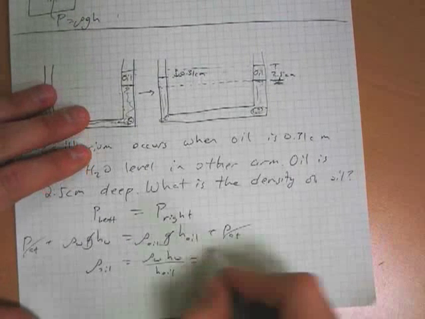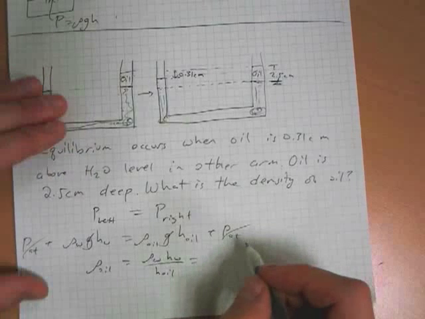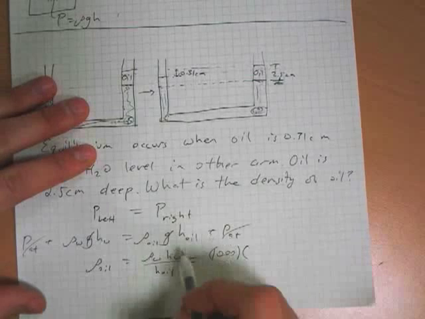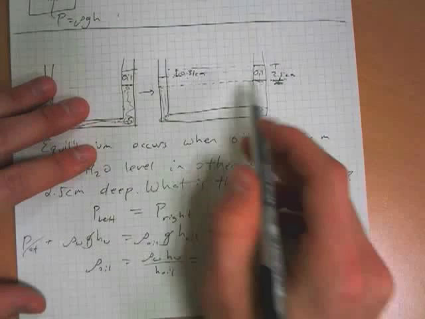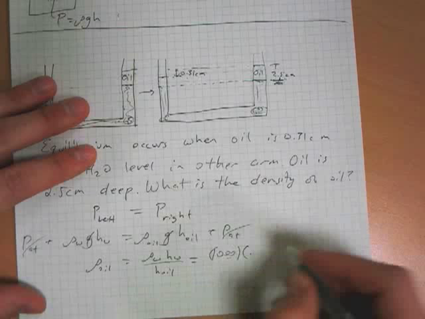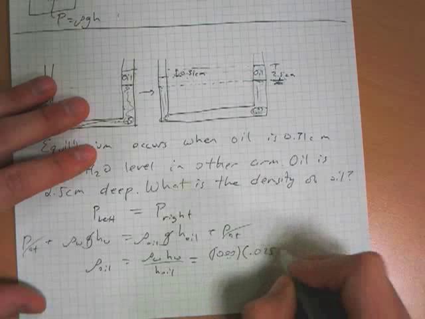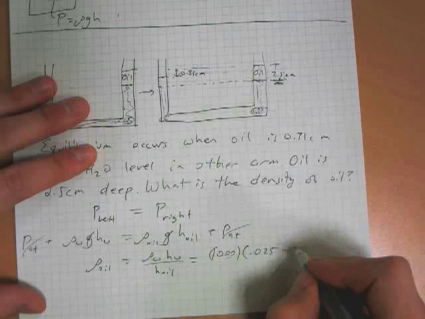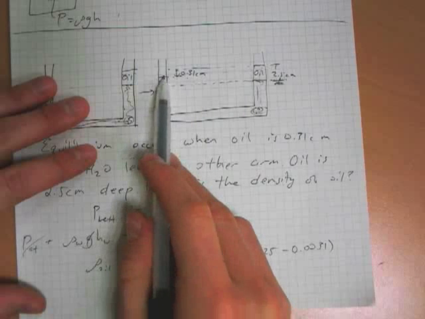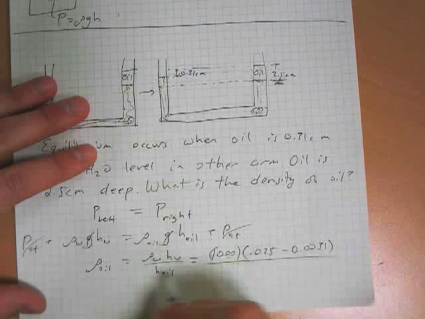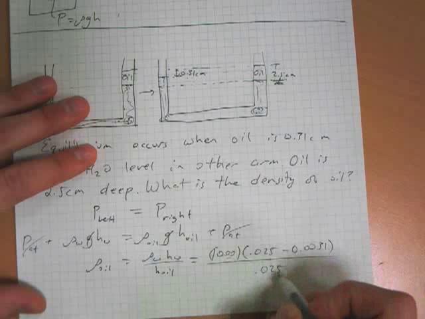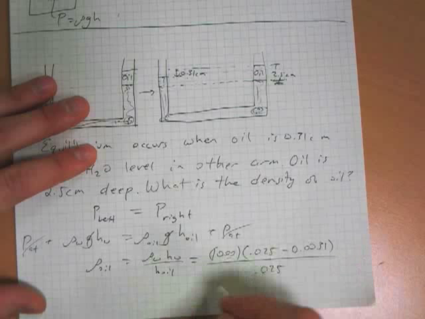The rho of water, I should have specified, let's say this is fresh water. Density is 1,000 kilograms per meter cubed. The height of the water is just the difference between these two. It should be in meters because this is kilograms per meter cubed. So we go 0.025 is the height over here, minus 0.0031. That is the height of the water over here, over the height of the oil over there, which is just 0.025 meters. Oh, that cancels out. I guess I could have just left it in centimeters because I'm taking centimeters divided by centimeters.